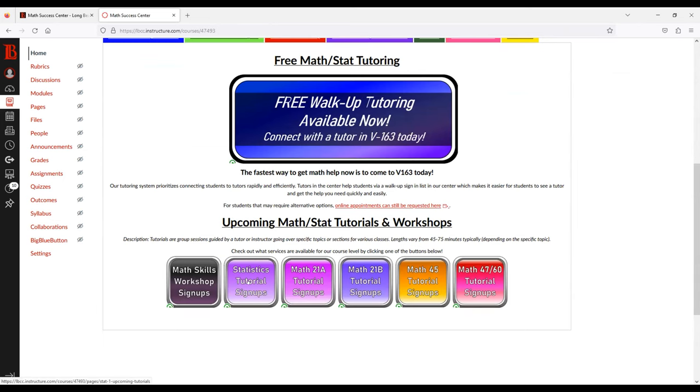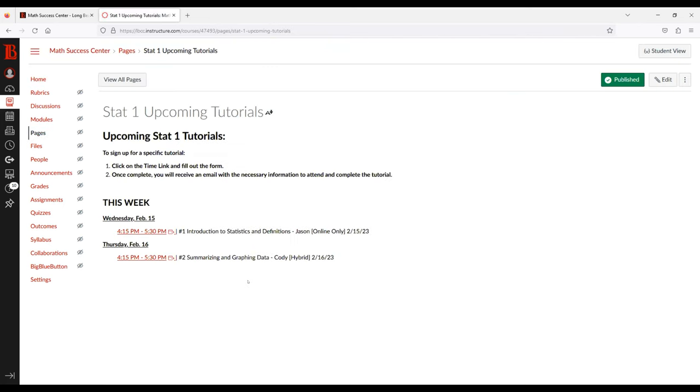This semester, we are running statistics tutorials every week. This week, it's going to be Wednesday and Thursday, 4:15 to 5:30 for both of them. The first one is going to be on introductions and definitions. The second one is on summarizing and graphing data. The second one is going to be a hybrid tutorial, which means it's going to be both in-person and online at the same time. So if you want to come in to do the tutorial, feel free. But if you can only do online, the first tutorial is online only, and the second one also takes online students. So go ahead and click this link.